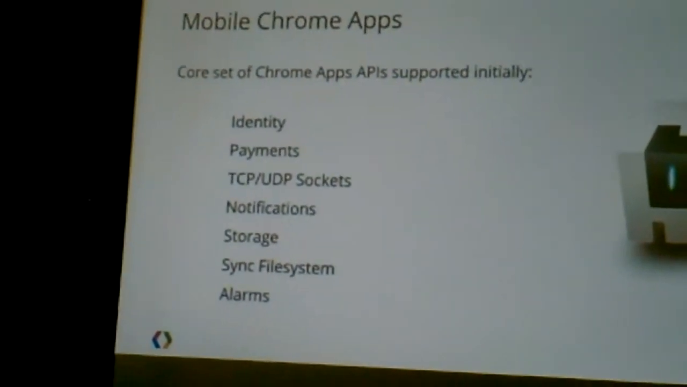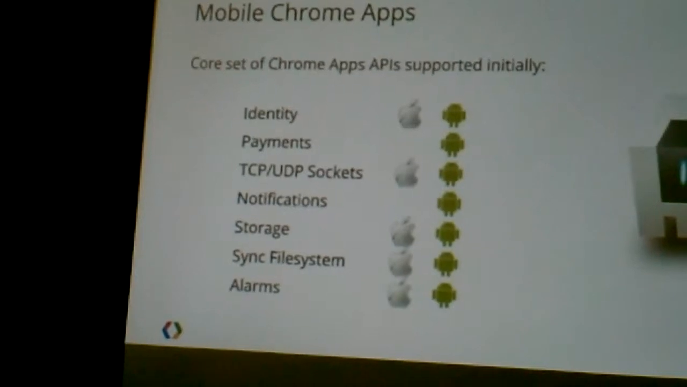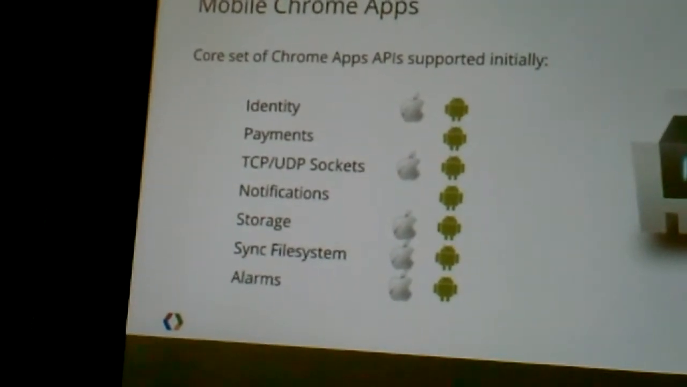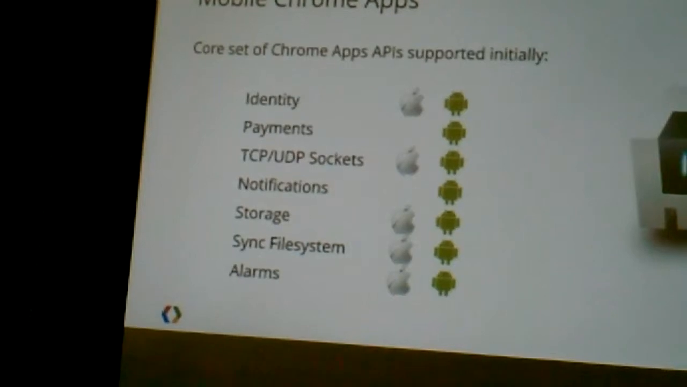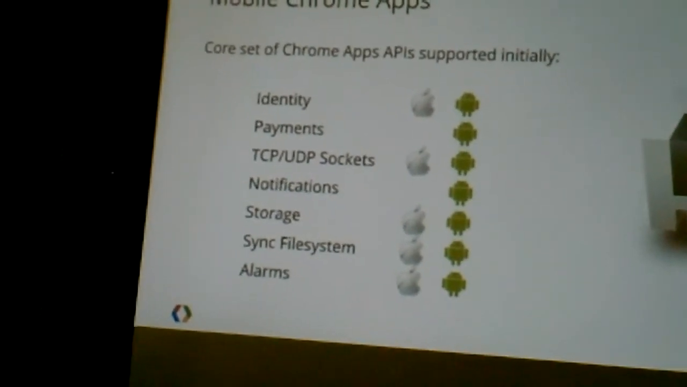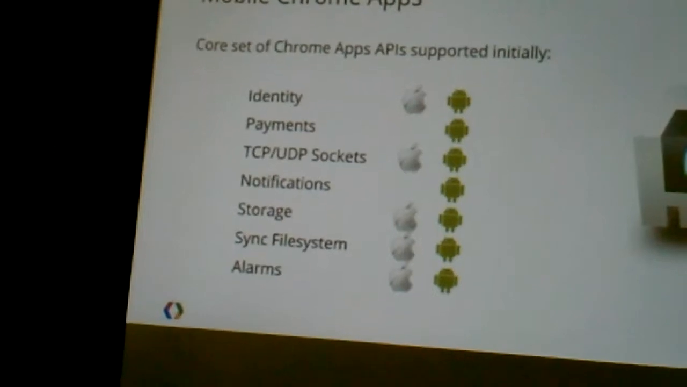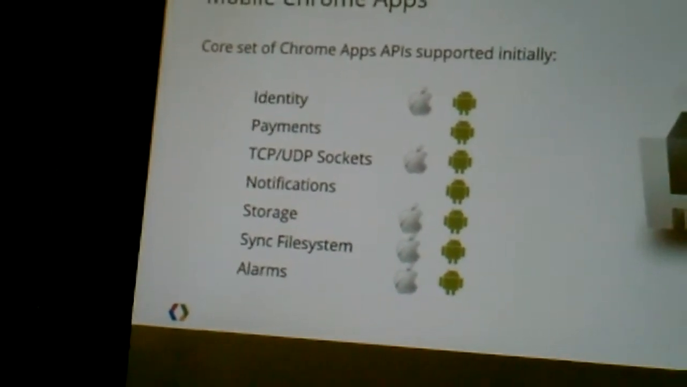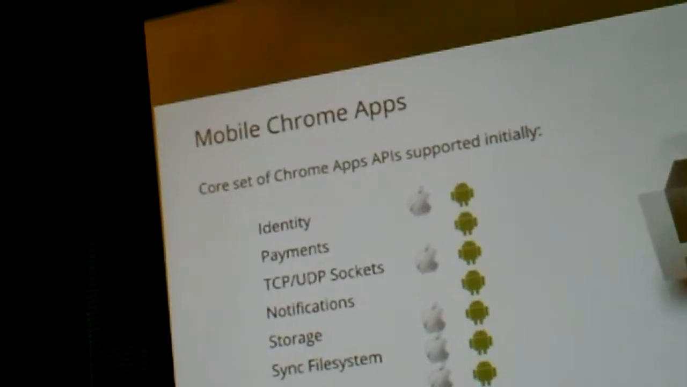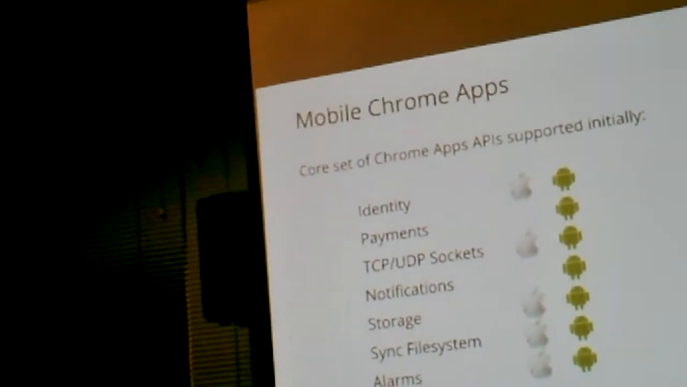So we're busy porting over a pretty basic set of core APIs at first. These are the ones that we're going to be porting over, and we've got pretty good coverage so far. Actually, this may be a little bit out of date. I think notifications may be done by now. Payments, we'll see. We're not entirely sure that Apple's going to be too happy with us about that. But the idea is that you should be able to build your Chrome apps using this core set of APIs and have it work across the 6 OSs, the 4 desktops, and these 2 mobile ones. We're pretty far along in that. About 2 weeks ago, we announced the developer preview of mobile Chrome apps.